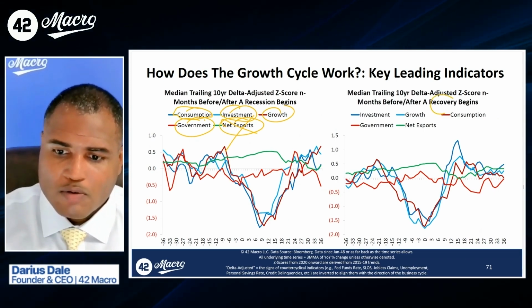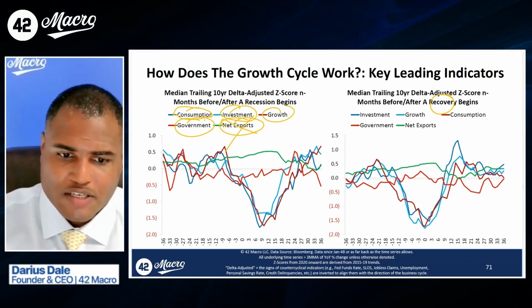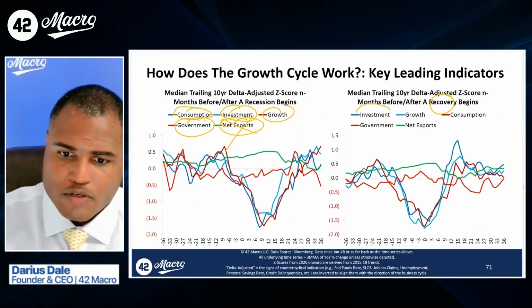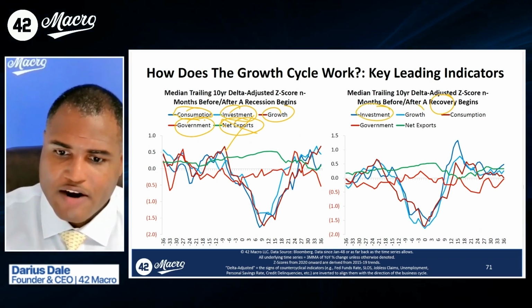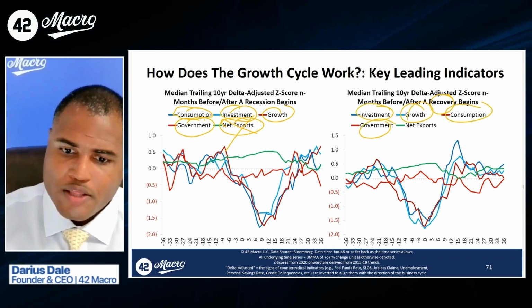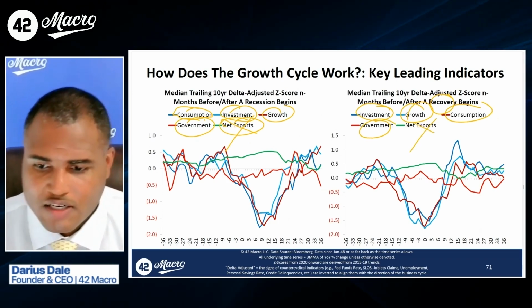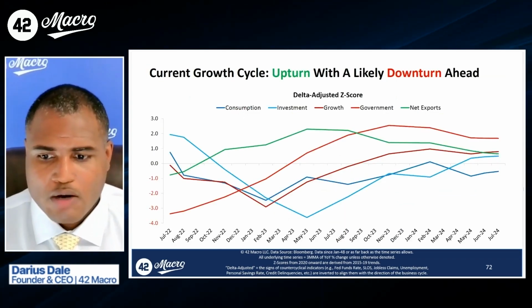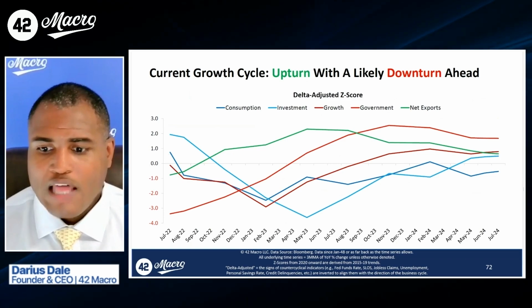Getting into a recovery. So how recovery works is not the same as the way it is on the way down. First, business investment inflects higher, then growth, then consumption, then government, and then an inconsistent signal with exports. So where are we in the growth cycle? We're in an upturn currently with a likely downturn ahead.